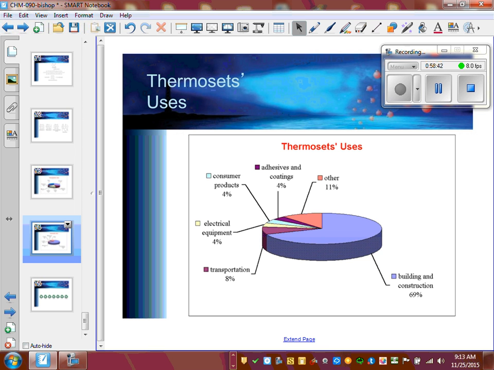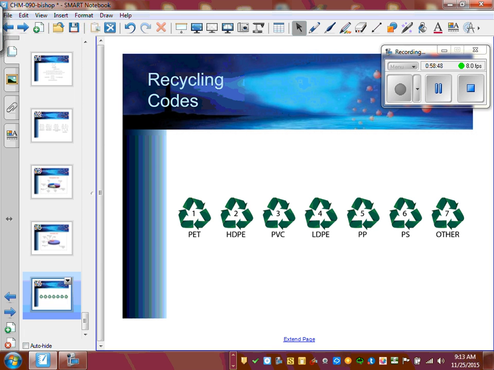And the final slide. If you look on the bottom of your containers, it'll tell you the different recycling codes. I think they're still in effect. Polyethylene terephthalate, high density polyethylene, polyvinyl chloride, low density polyethylene, polypropylene, polystyrene, and other. Probably most of the things are other because they're a combination of different plastics.